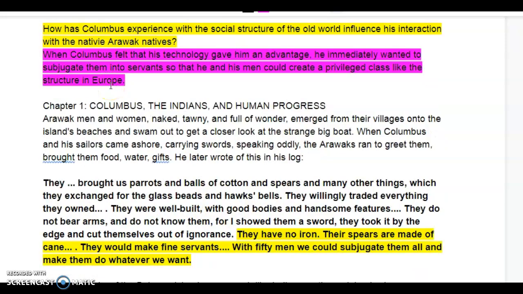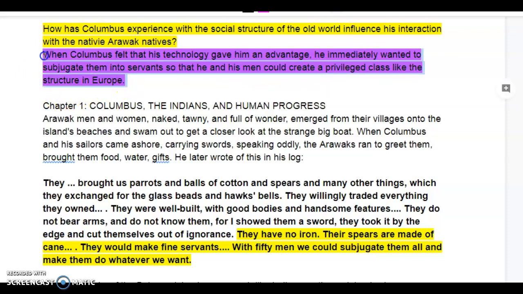Okay, so what I have here highlighted in purple is the expository answer to the expository question. It's going to be a claim in one sentence that isn't necessarily a summary, but a point that needs to be made. The subject is Columbus. When Columbus felt that his technology gave him an advantage, he immediately wanted to subjugate them into servants so he and his men could create a privileged class like the structure in Europe.